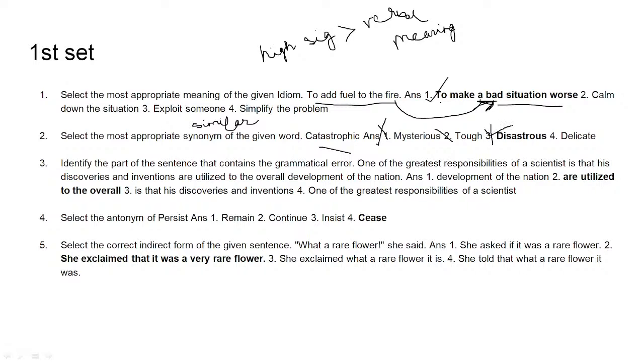Why? Because disastrous, as I said, is very bad. In fact, it is a different kind of bad, the power that destroys everything. Catastrophic also means that. Catastrophic means similar. That is a synonym of catastrophic. So this is it.